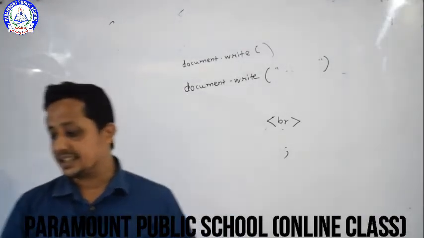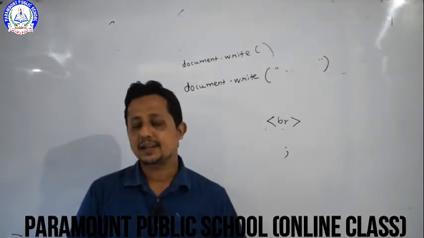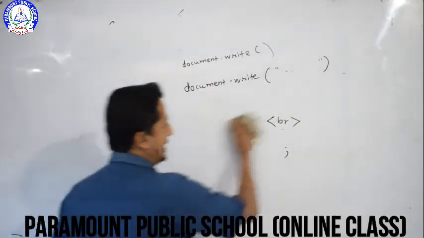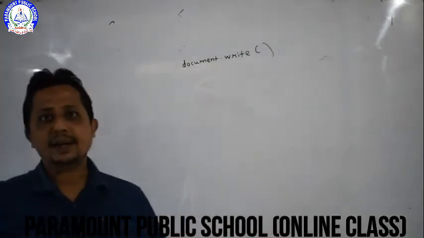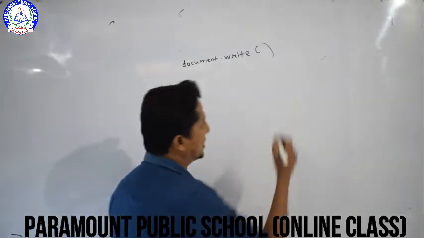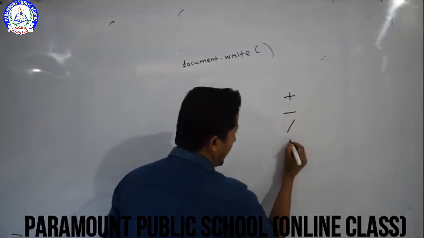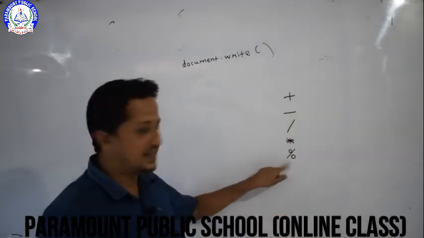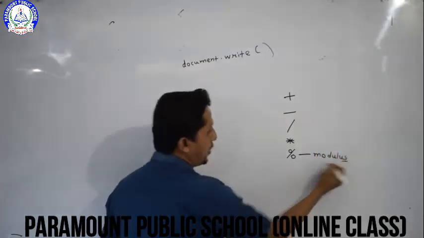And what are the operators in JavaScript? There are many types of operators in JavaScript. Now I am starting with arithmetic operators. What is an arithmetic operator? The arithmetic operators are used for arithmetical calculation like plus, minus, divide, asterisk is multiplication, and this is remainder. This is not division, this is remainder, also known as modulus.